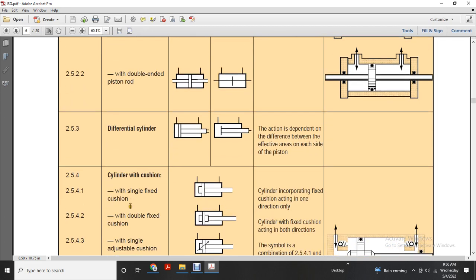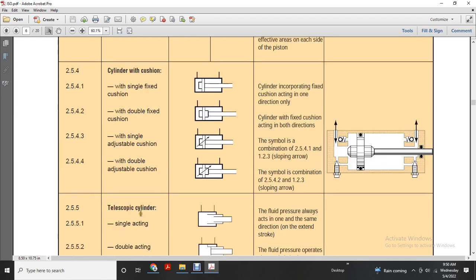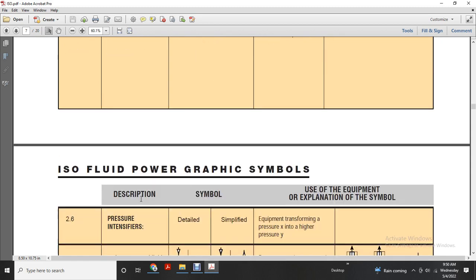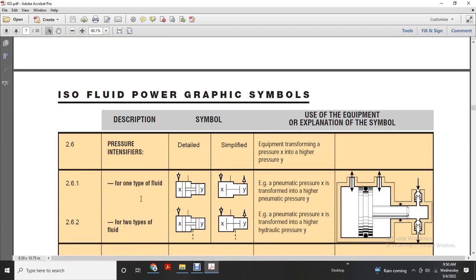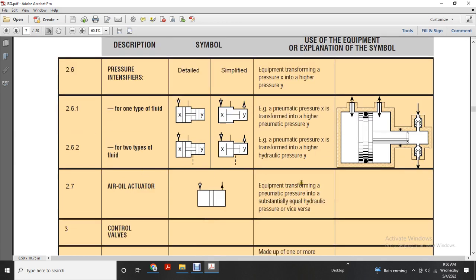Cylinder with cushion: single fixed cushion, double fixed cushion, single adjustable cushion, double adjustable cushion. Telescoping cylinder, single acting, double acting. Fluid pressure intensifiers: one type of fluid, two types of fluid, and air accumulator, equipment to transform a pneumatic pressure into substantially equal hydraulic pressure, and vice versa.